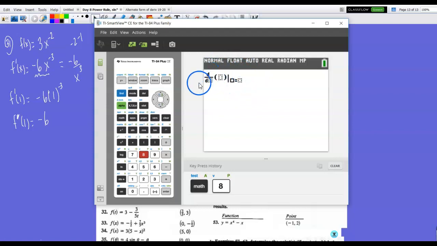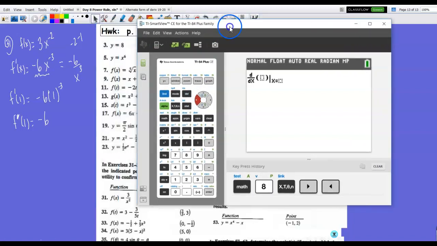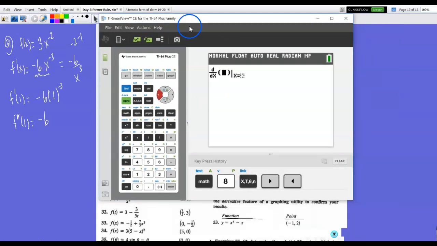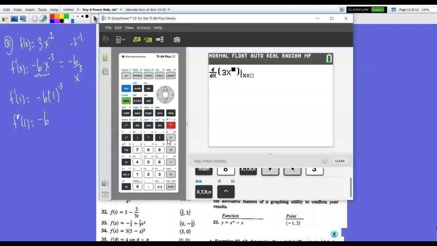So the first thing I'm going to tell the calculator is I'm taking the derivative with respect to x. That just wants to know what variable we're taking the derivative of. Then it wants to know, what are you taking the derivative of? So in our problem, we can type it as it was written. We could type 3 over x squared, or we can type 3x to the negative 2. That doesn't really matter. So I'll do 3x, and since I already rewrote that, I'll raise that to the negative 2 power.